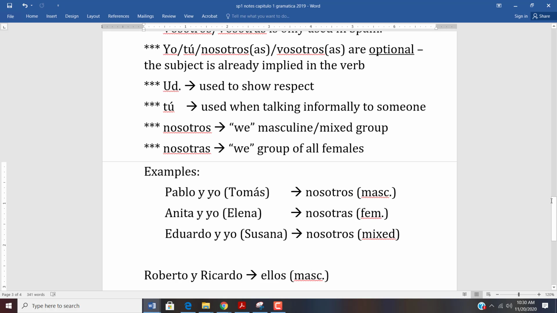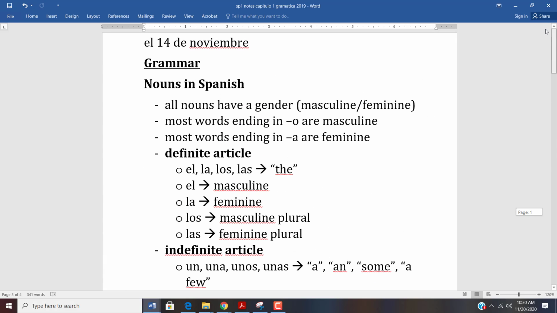Okay, so back to the notes. These are the wrong notes, so just a second. These are from last year.